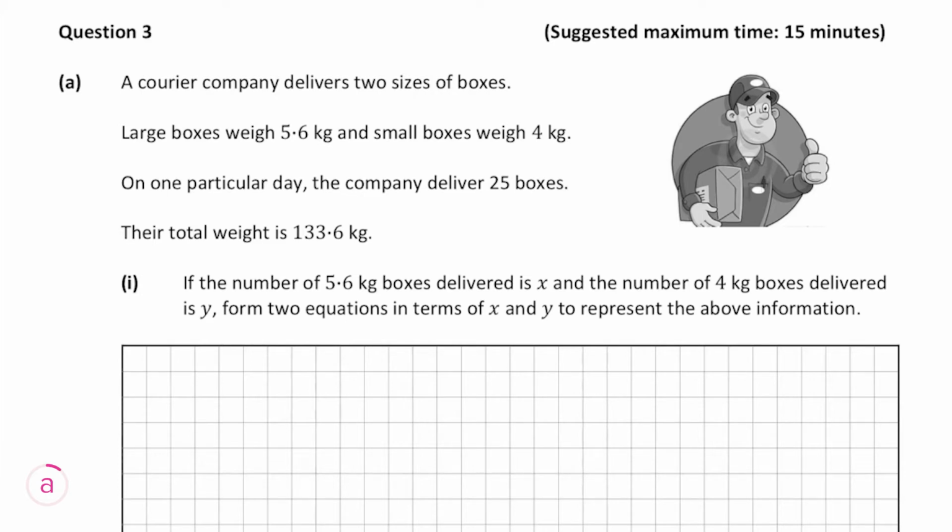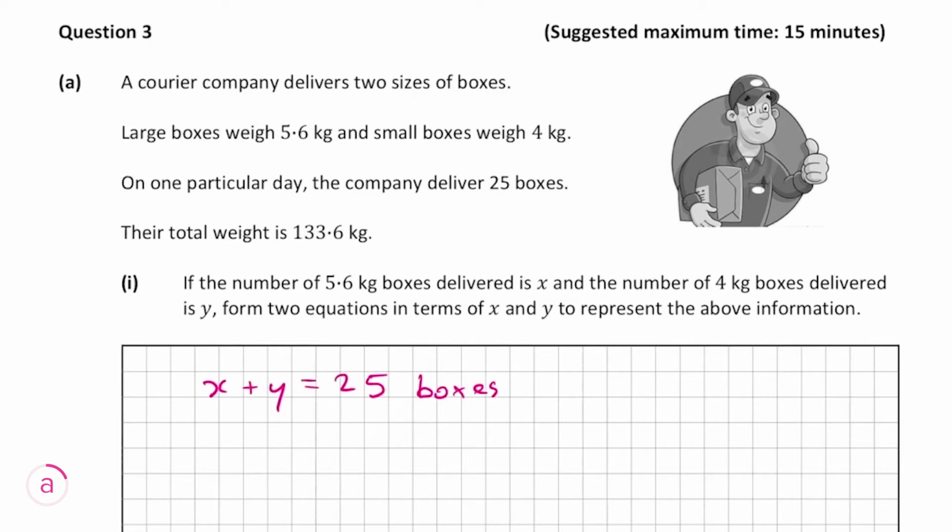In part 1, we're asked to form two equations in terms of x and y, where x is the number of 5.6 kg boxes that are delivered, and y represents the number of 4 kg boxes that were delivered. And we need to represent the information we're given using these equations.